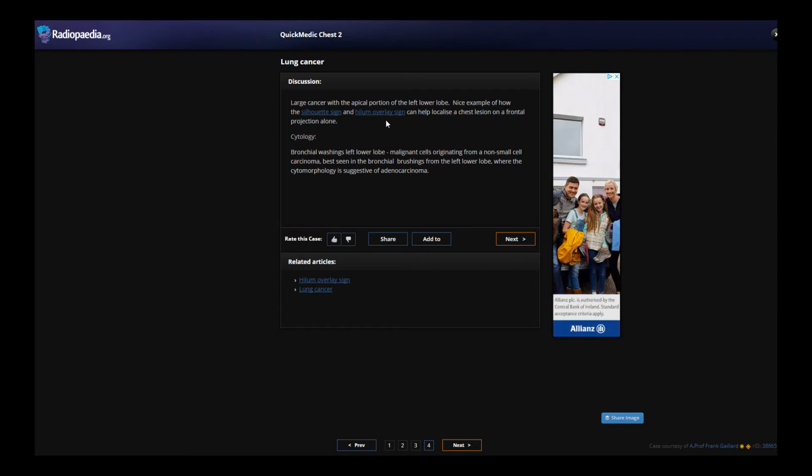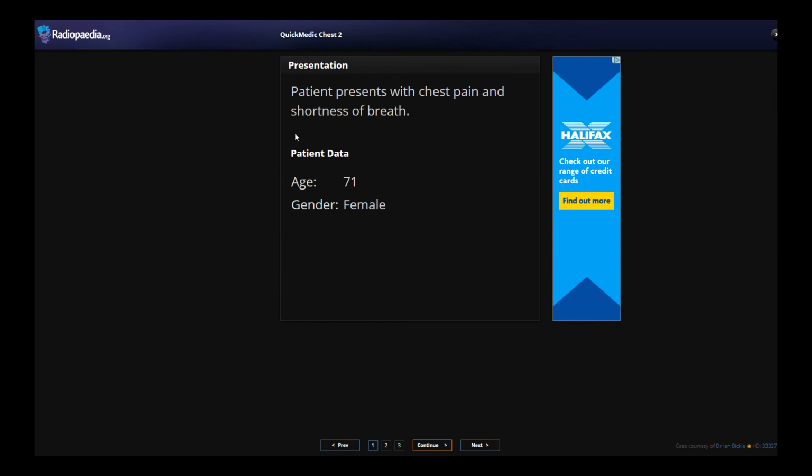A nice example of how the silhouette sign and hilum overlay sign on that initial chest x-ray can help localize a chest lesion on a frontal projection alone. Cytology showed that bronchial washings showed malignant cells originating from a non-small cell carcinoma, and we talked about that in one of our respiratory review videos, best seen in the bronchial brushings from the left lower lobe, where the cytomorphology is suggestive of adenocarcinoma. The next case is of a 71-year-old female, contributed by Dr.